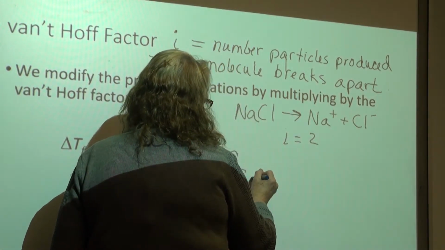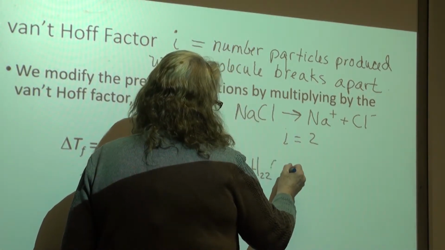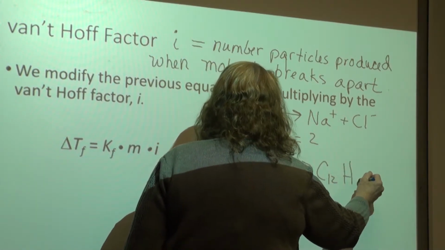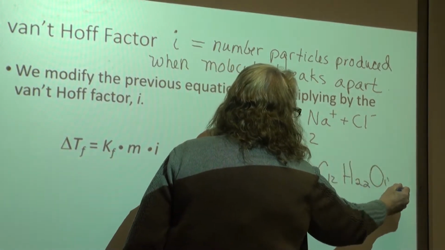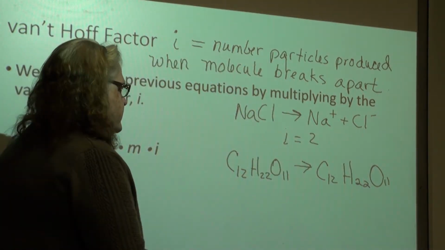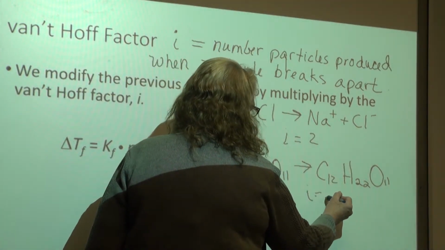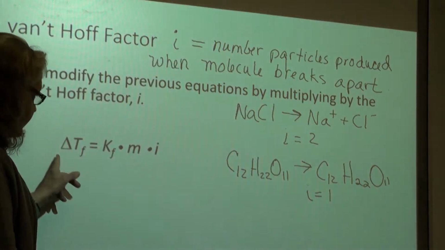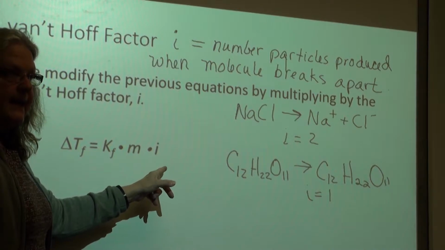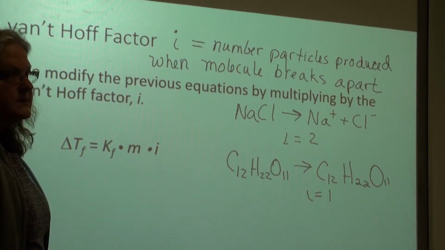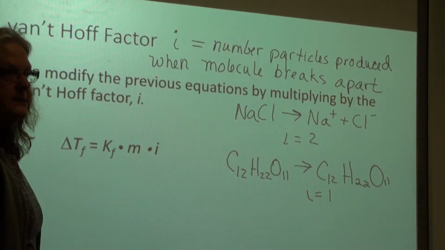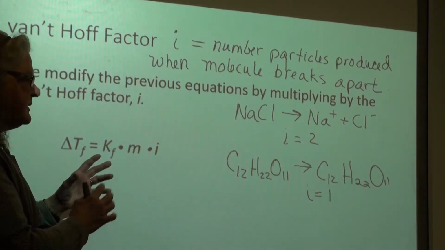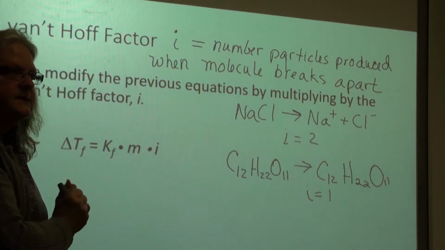What about sugar? No, it wouldn't be like 1, whatever. Yeah, it was a trick question. Doesn't break apart at all, right? It's a molecular compound. It doesn't break apart, so i is 1. All right? So when I give you this equation, I'm going to stick this i in there. That i basically is how many particles the stuff is going to break apart into. So if it's ionic, it's going to break apart into its ions. If it's molecular, it's going to stay together, and i is going to be 1.